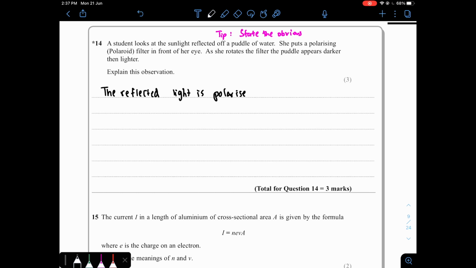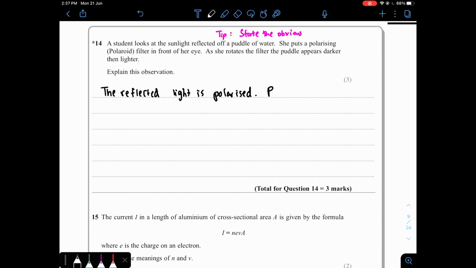So that's the obvious point that you need to mention. So the reflected light is polarized. The next thing you have to do is explain what polarized means, and then explain what a Polaroid filter does. Okay, so what is polarized light?